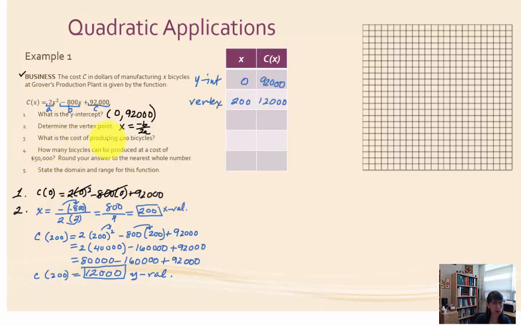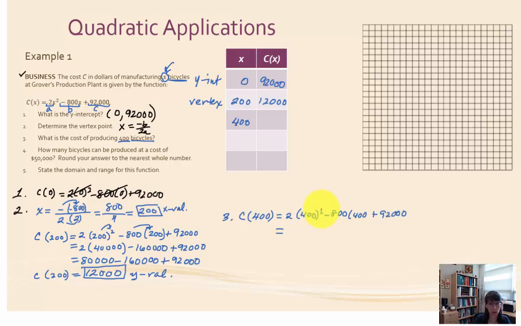Question 3. What is the cost of producing 400 bicycles? So 400 bicycles means 400 is the input, because back in the scenario, x represented bicycles. So we're going to have an input value now of 400. So looking at question 3, we're looking at the function now being evaluated with an x value of 400. So 2 times the quantity of 400 squared minus 800 times 400 plus the 92,000.